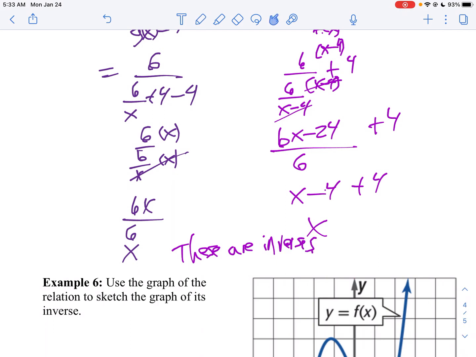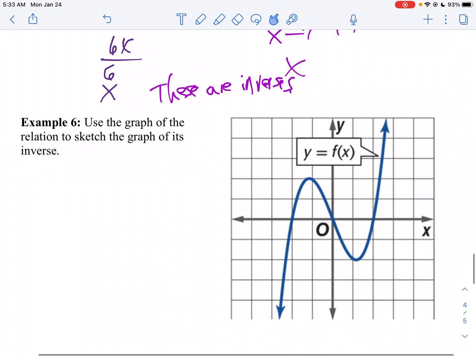Now, how do I find the inverse of a graph? Okay, we've done it algebraically. So now I want to look at the inverse of my graph. What I'm going to do is look at my graph and pick some points. So notice I'm going to pick 0, 0 here. Over here we've got the point 1, negative 2.